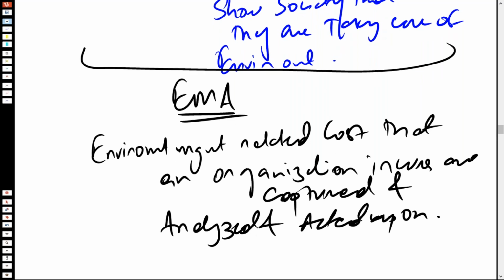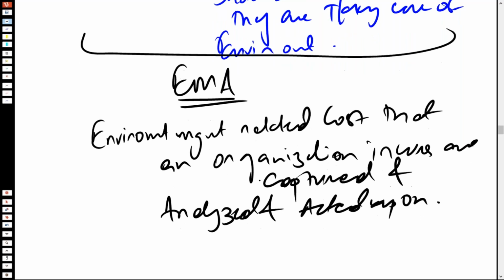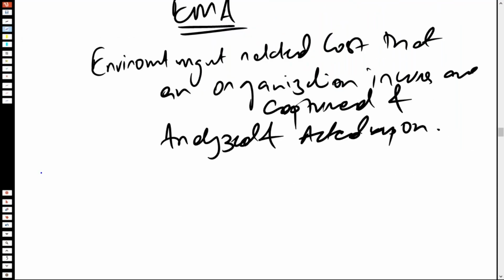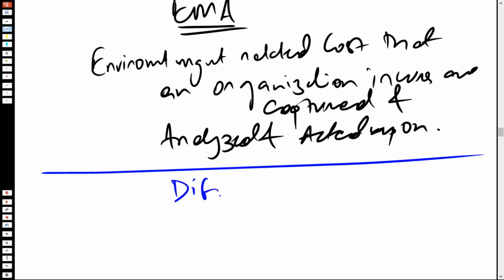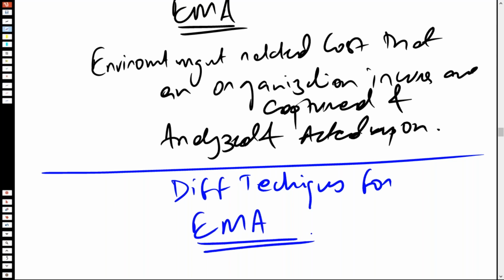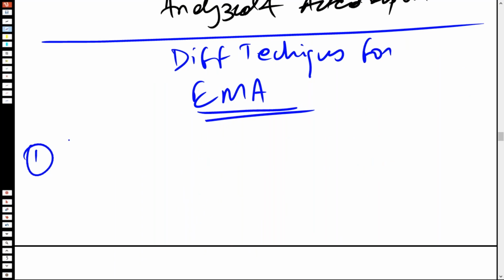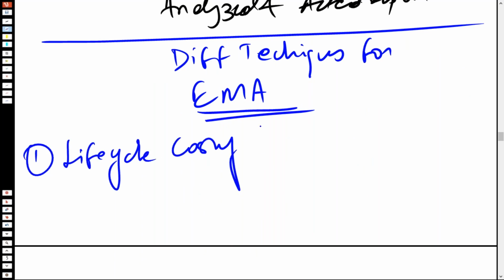So basically the environment management related costs that an organization incurs are capitalized and analyzed to be acted upon. Now what next is there? The next situation is that you need to understand that there are different techniques for environmental management accounting. And amongst those techniques, one of them is called life cycle costing, which is a normal technique. We use it to present the environment related costs.